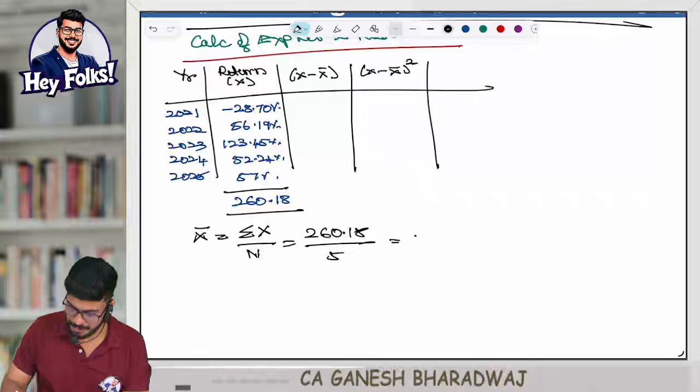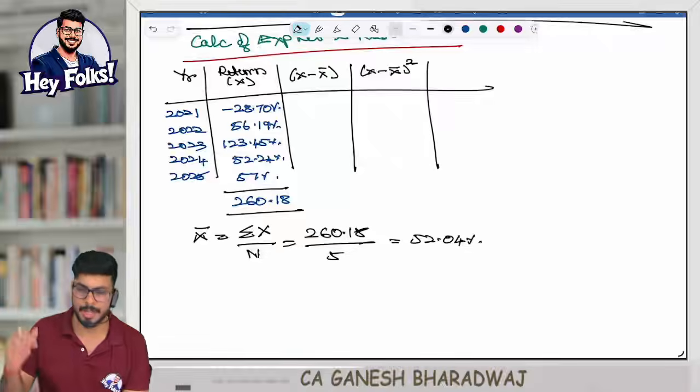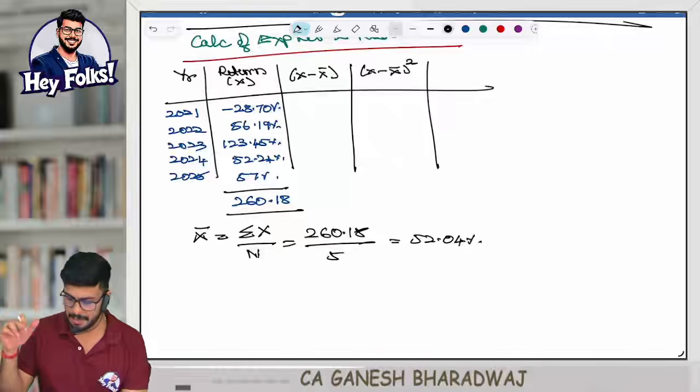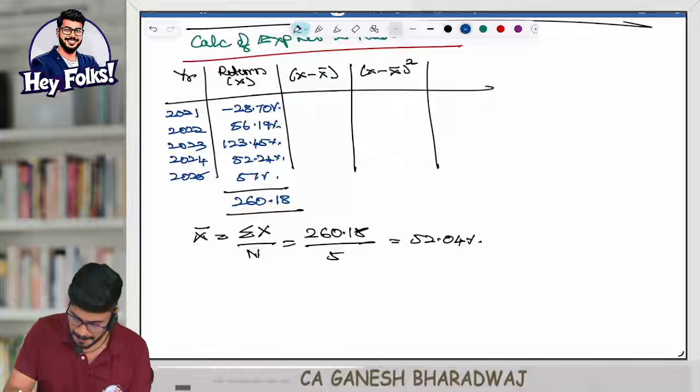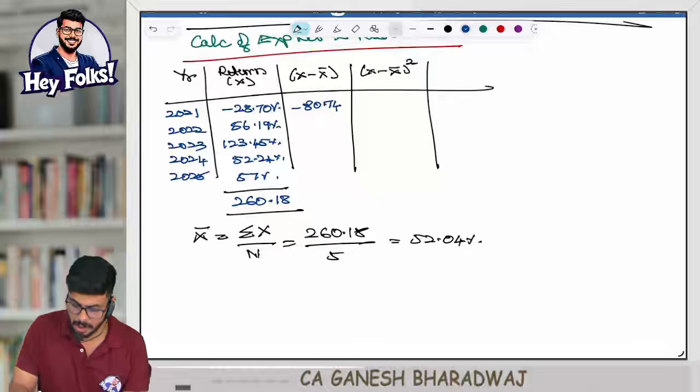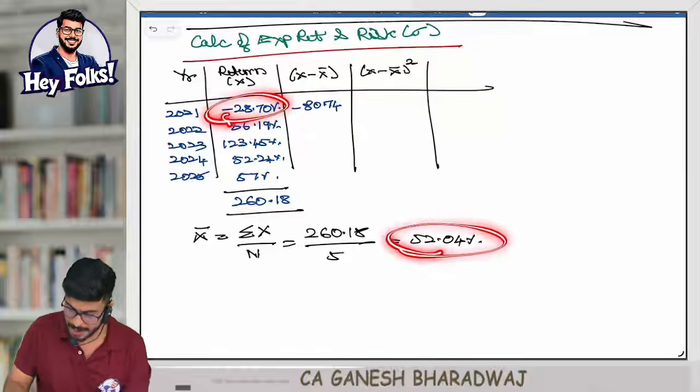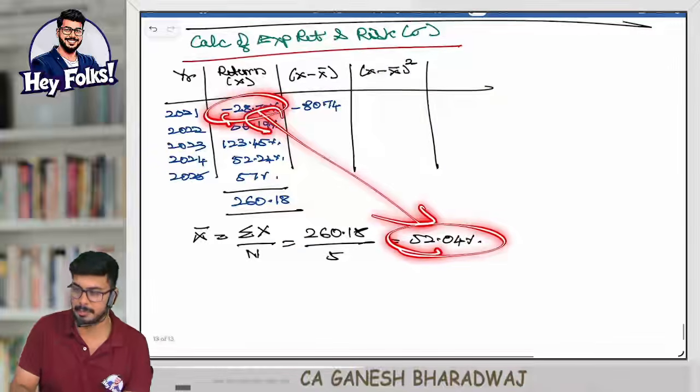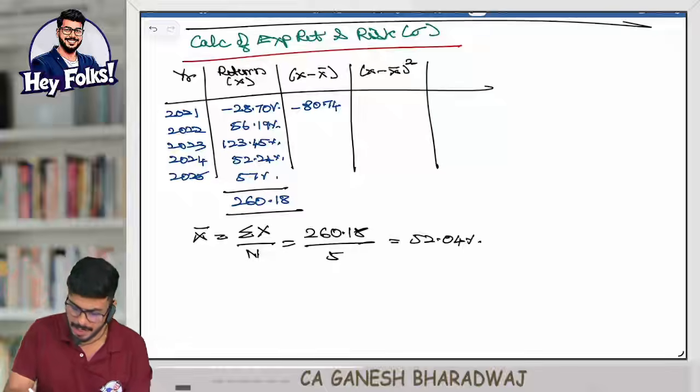It's going to be 52.036. Okay, round it off to 52.04%. Is that clear? Now what will you do? Come on, guys. Calculators. Come on, use it. Minus 28.7 minus 52.04. How much do you get? Minus 80.74. Guys, this is not a positive figure. Minus and another minus, so literally the sum total of this will be minus. Is that clear? Next one.